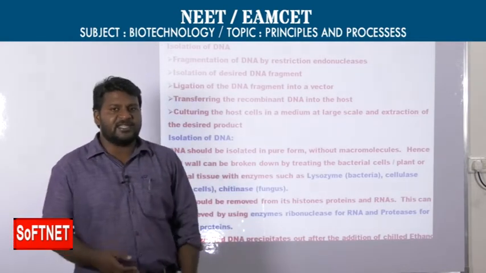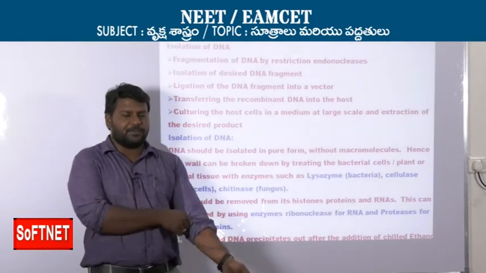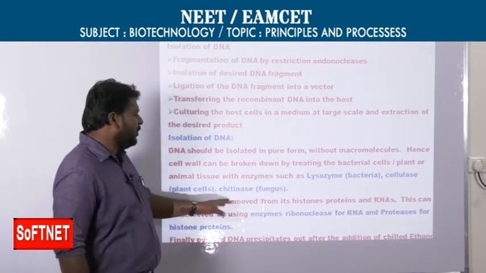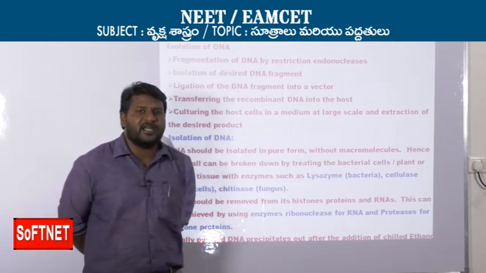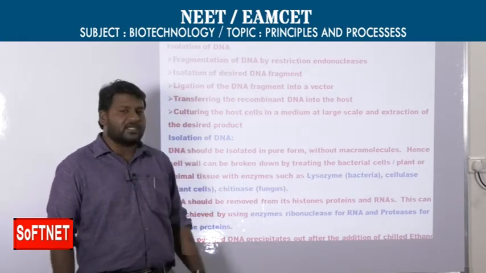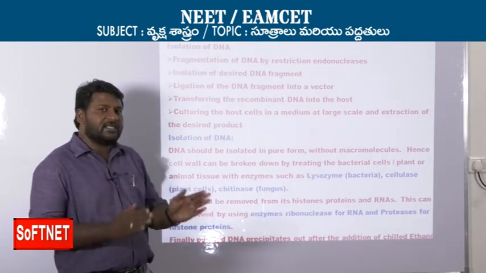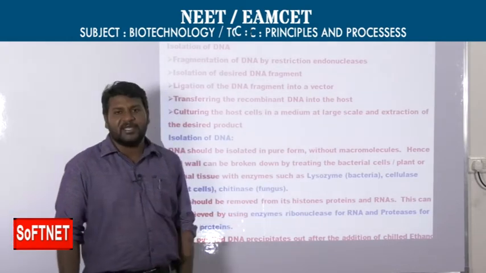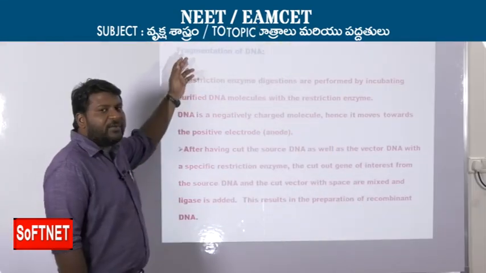So, these are the various enzymes we use to lyse the cell wall of the living organism from which the DNA is isolated. The DNA should not be mixed with its proteins and other macromolecules. We need to first take out the histones and also the RNA from the desired DNA. The RNA can be separated from the DNA by using the enzyme ribonuclease, and the histones by using proteases. Now, fragmentation of DNA.